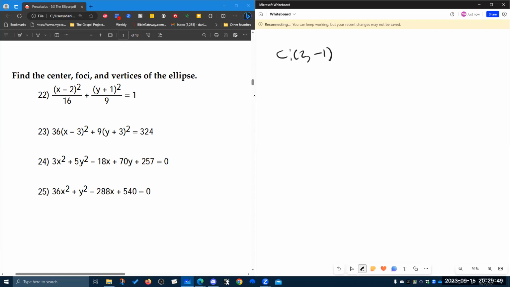Now our a is going to be the square root of 16, which is 4. And our b is going to be the square root of 9, which is 3. Because the 16 is the bigger number and is with the x part, this is going to be a horizontal major axis. So the major axis is parallel to the x-axis is what I'm saying.